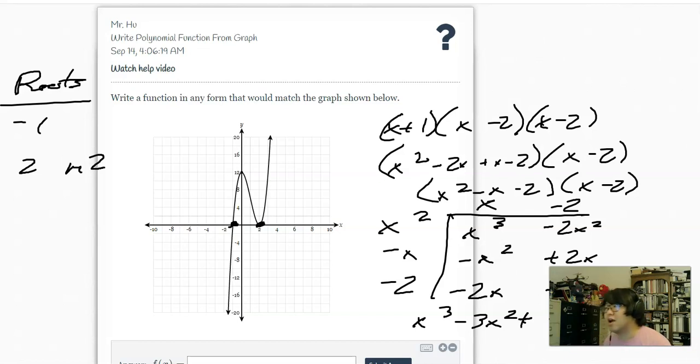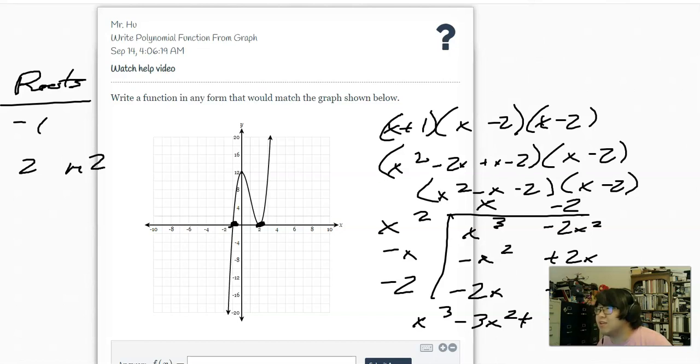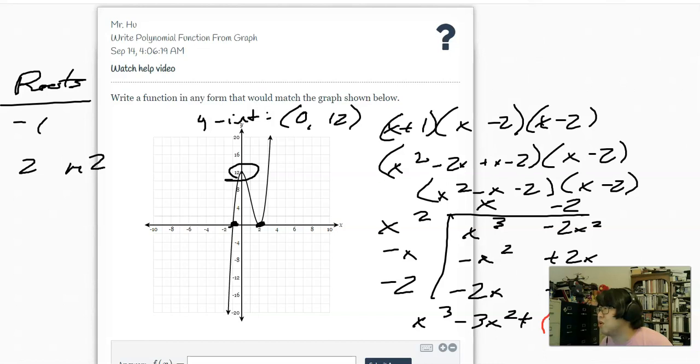Now, we're almost done here. There's a little bit of an issue, though. If you look at the graph, it's very obvious that the y-intercept is right here. This is the y-intercept. Y-intercept is 0, 12. Well, what I just got here, my y-intercept is 4. Well, that's not right then, is it?